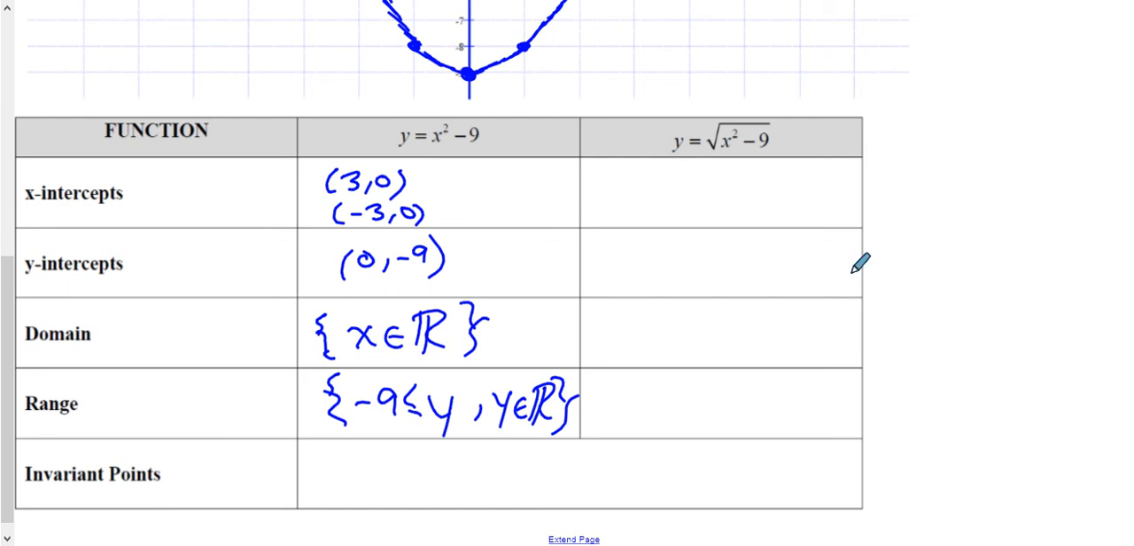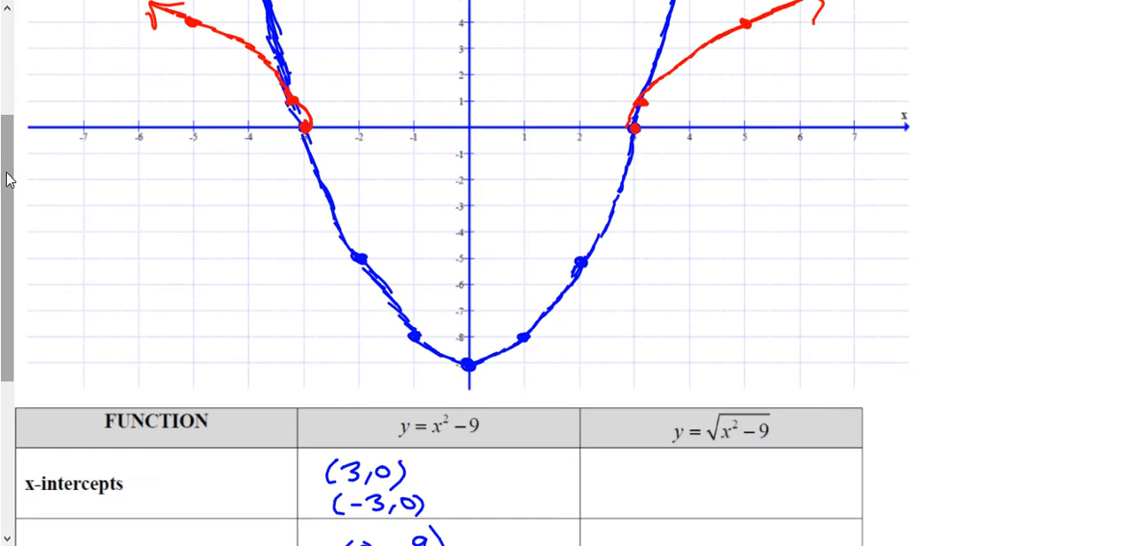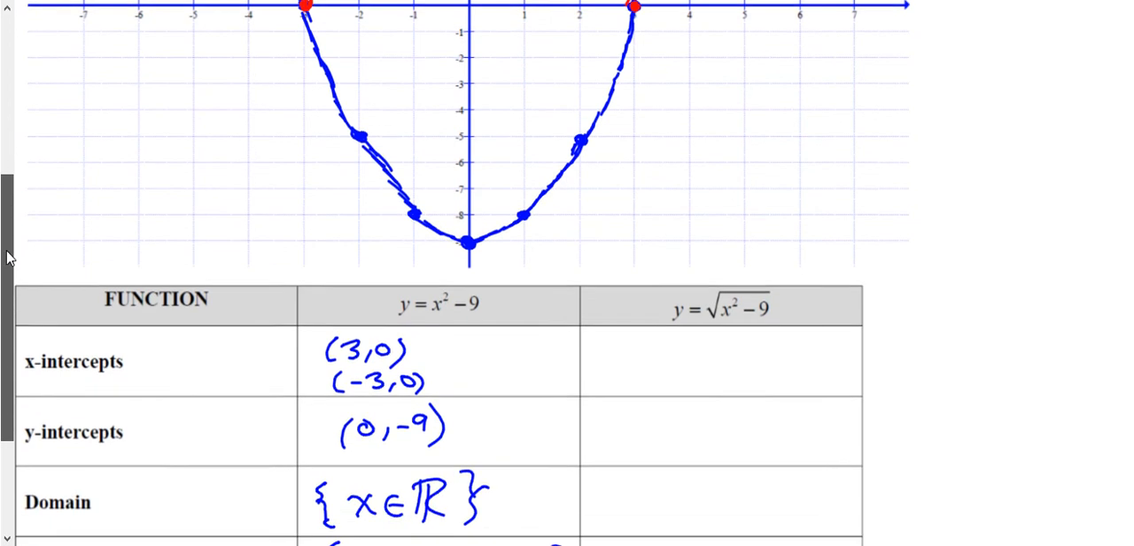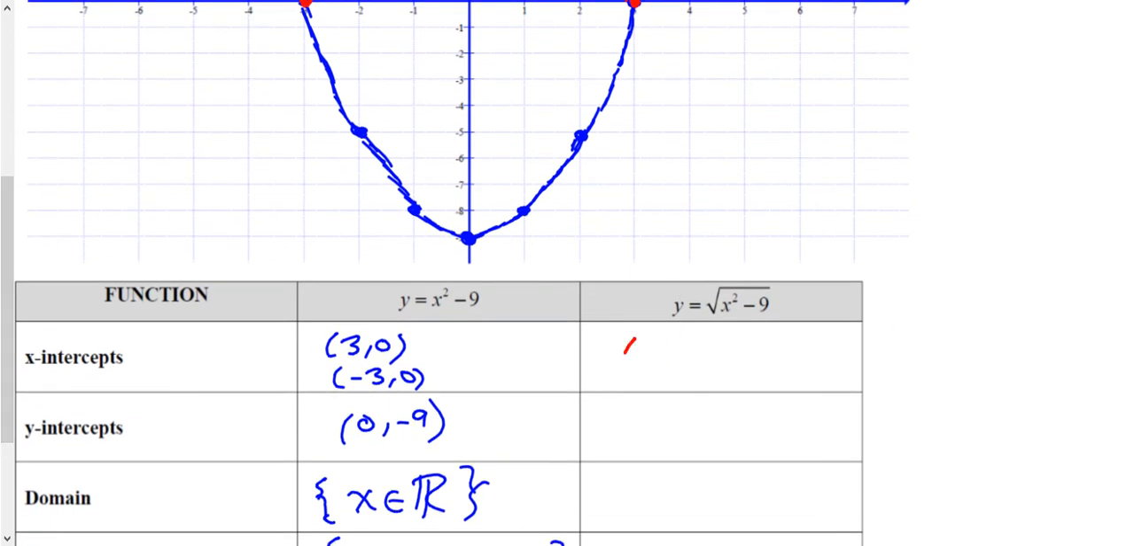Let's switch gears. Let's talk about our radical graph. So our radical graph is broken up into two pieces. Let's double check. Do we have any x-intercepts on them? Yes, we do. So I'm going to jot down my x-intercepts. Of course, I have negative 3, 0, and 3, 0.